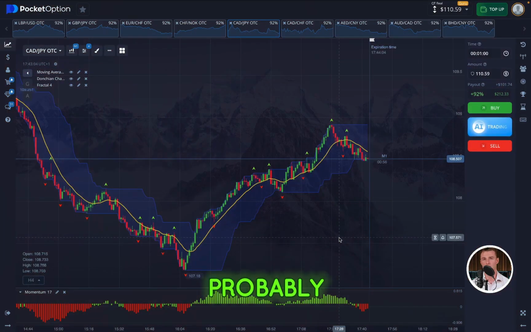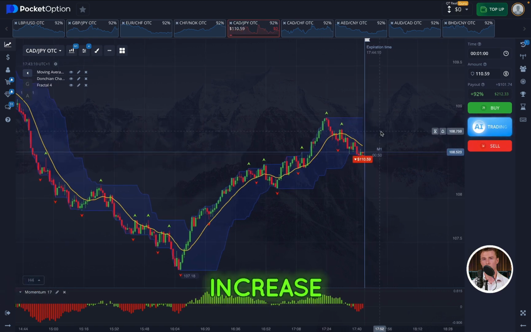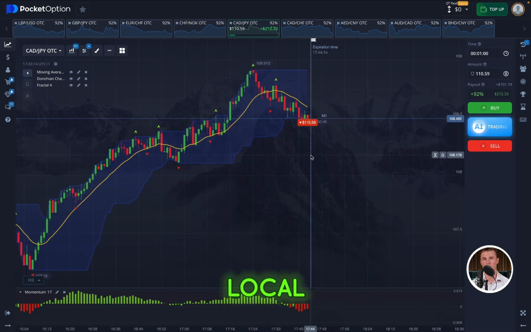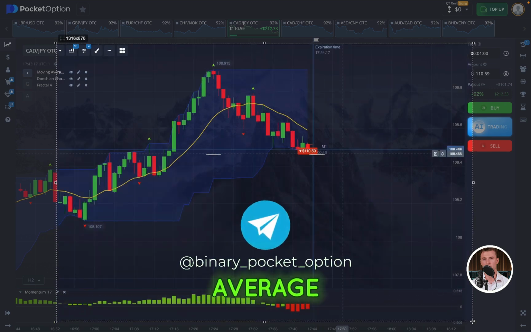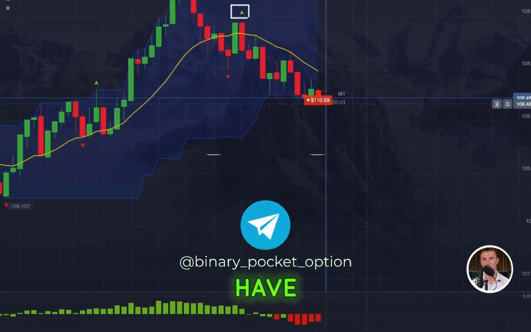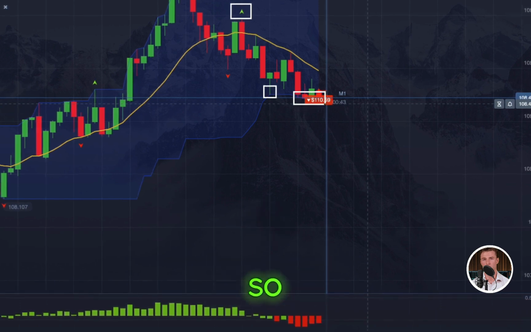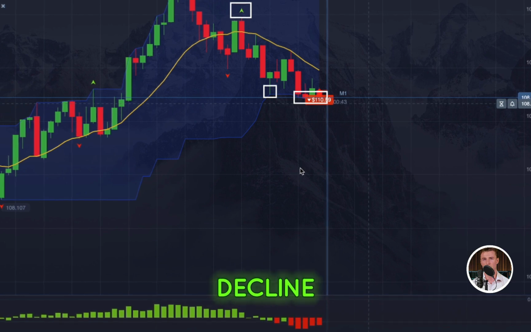And here I probably prefer to open a position for a decline rather than an increase. We explain this deal by the fact that we had an update of the local maximum. And here we had the first touch of the lower moving average. Here we also have a touch of the lower moving average and the fractal is not updated. So I'd rather open a position for a decline.